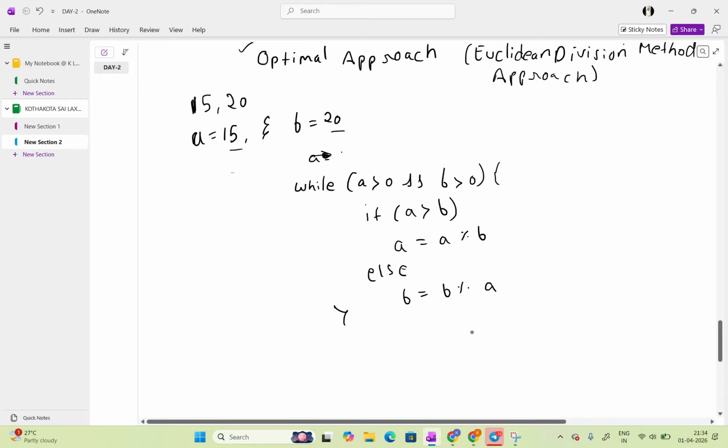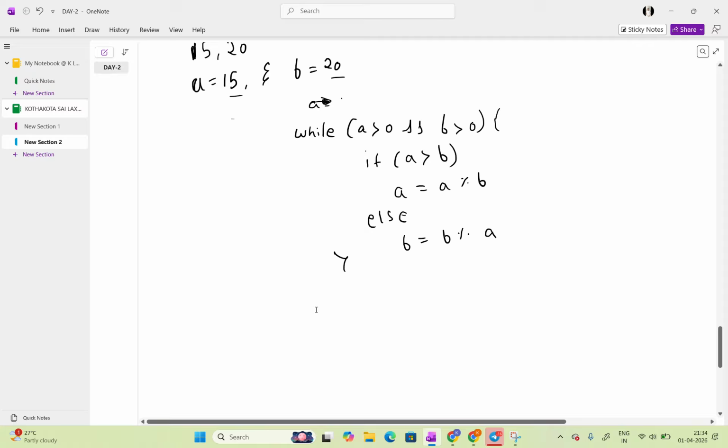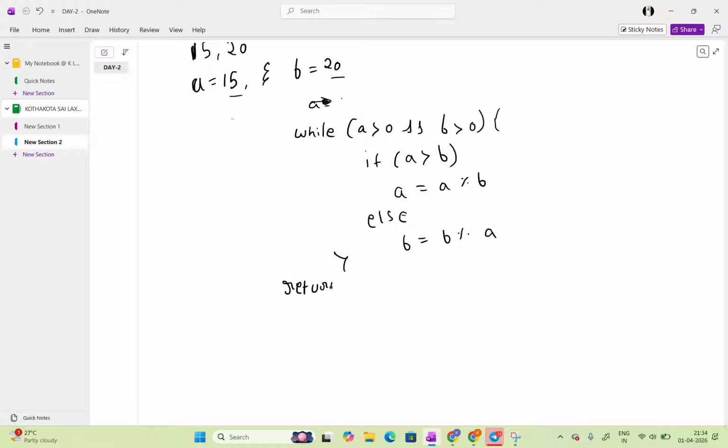We'll get a clarity, don't worry. Here I am going to return B. I think I'll write here: if A is equal to 0, question mark, return B, else A. I think this is somewhat a simple approach, like the Euclidean division method, the Euclidean modulus approach. Please go through it on the internet. Okay, see what I am going to do here.